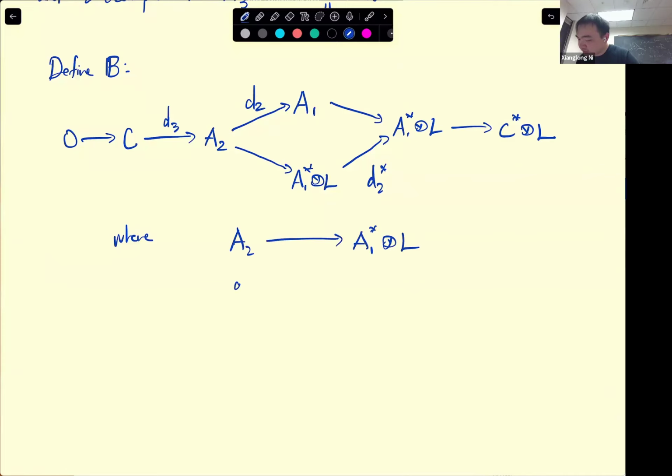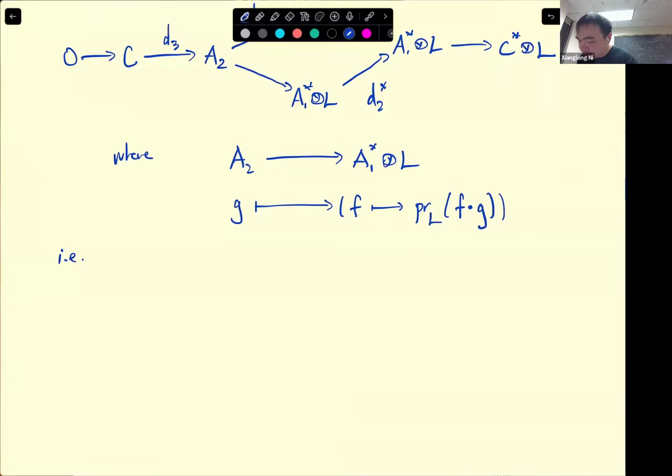If G is an element of A2, I send it to the following. So viewing A1 dual tensor L as linear maps from A1 to L, I'll define it to be the map that sends an element of A1 to what happens if I multiply it with G. This gives me an element of A3, and then I project it onto L. Or another way of saying this is, i.e., it's adjoint to the multiplication A1 tensor A2 to A3 projected onto L. Right, so I define a map from A1 tensor A2 to L in that way, and then I just move the A1 factor to the other side, and I get this map.